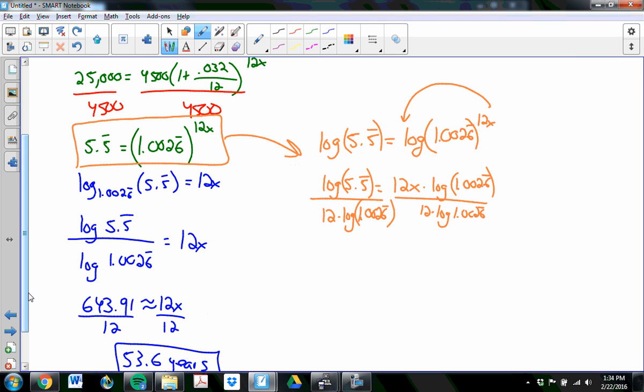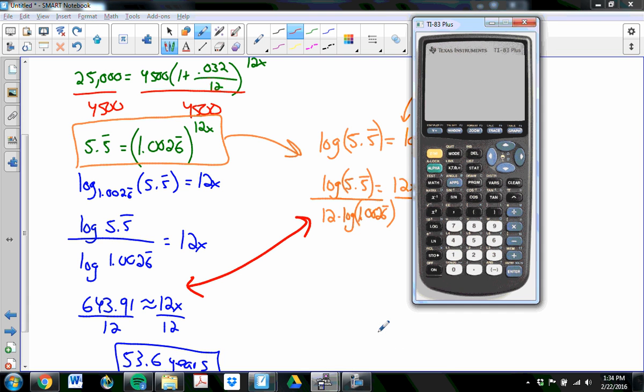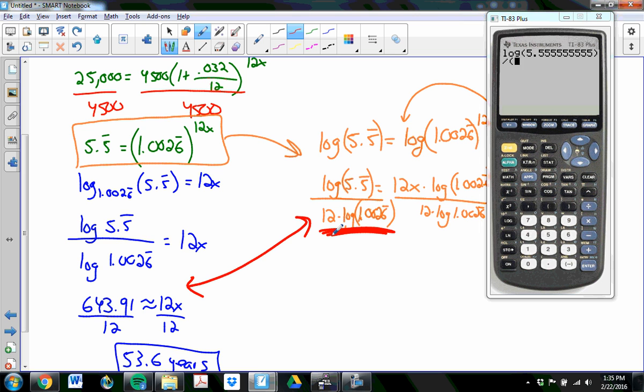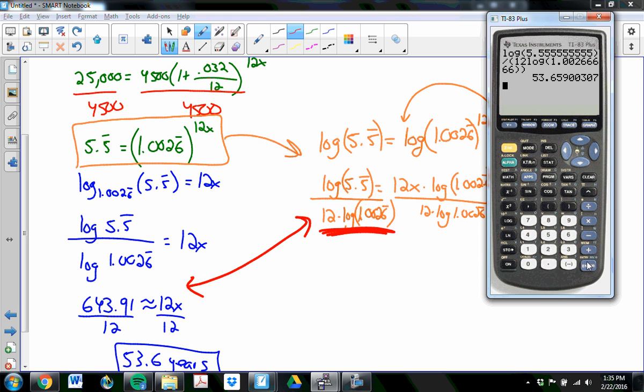And again, you'll note how similar these two things look because they're basically the same. When I type this one in, it's going to be a little bit more rounded because I can't type in the decimals perfectly so easily. But I'll do the log of 5 point a bunch of 5s divided by, in parentheses, that's very important. If you're going to divide by all this at once, put it in parentheses. 12 times the log of 1.002 with a bunch of 6s. And we get 53.65 again. So very, very similar. That is solving exponentials.